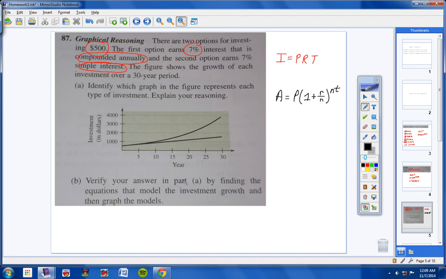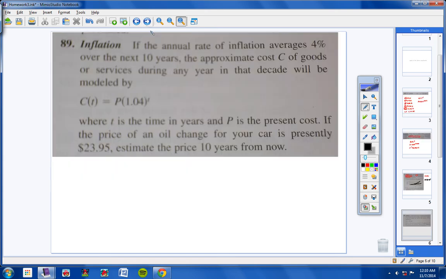But the main thing I wanted you to see is simple interest is a linear relationship, and it's going to increase very slowly compared to an exponential function, which is going to take off a lot quicker, like this. Okay, moving on to number 89.